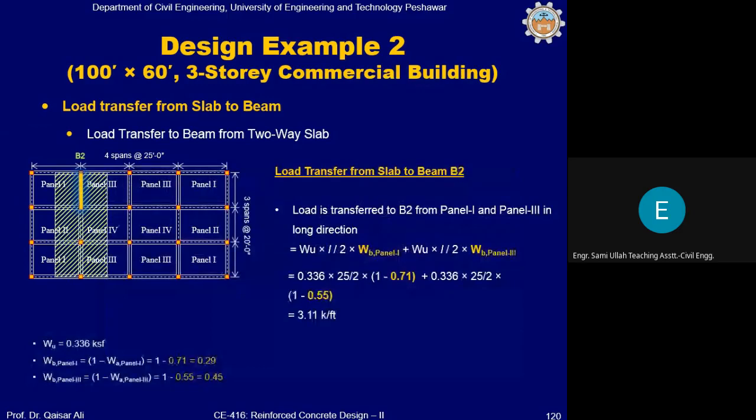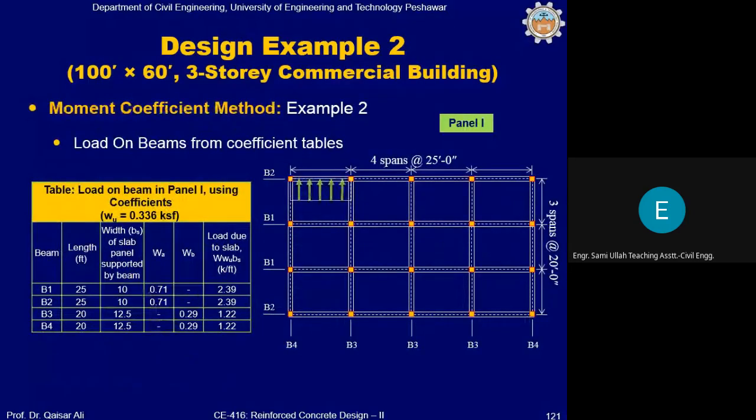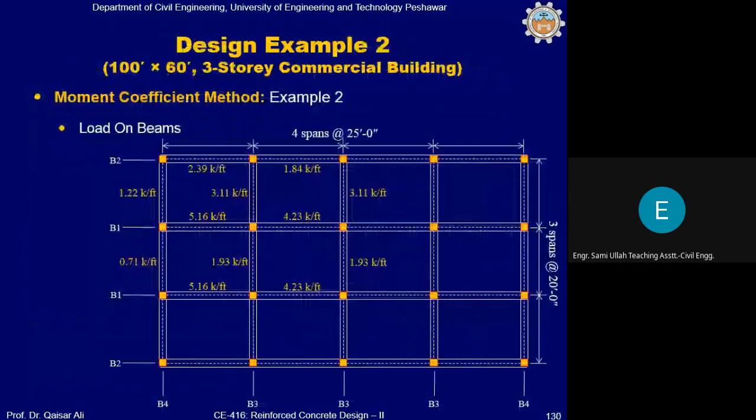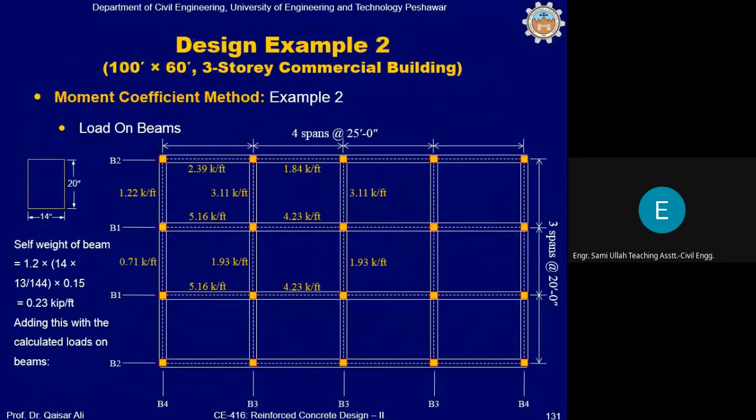You can see these values. Finally, these values will be the same. These values are slightly larger than ours because they have taken the center to center length, and you should also take the center to center length. Okay.